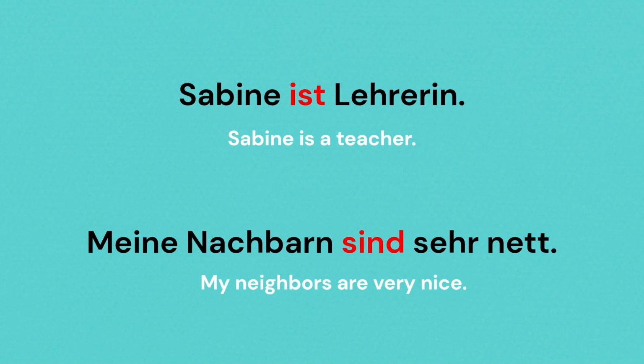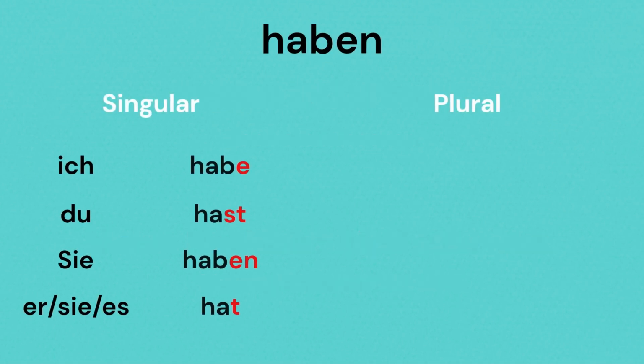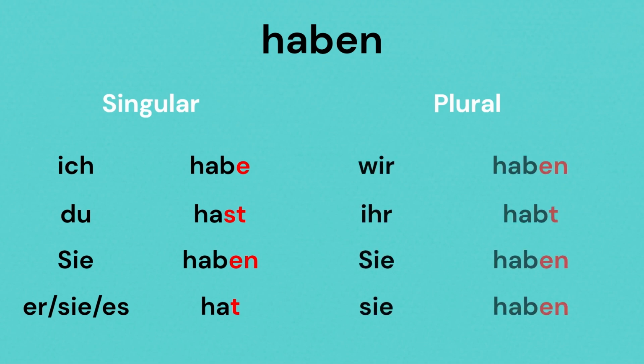Before we move on to the exercise, let's go through the conjugations once again. Haben. Ich habe. Du hast. Sie haben. Sie, es hat. Wir haben. Ihr habt. Sie haben.